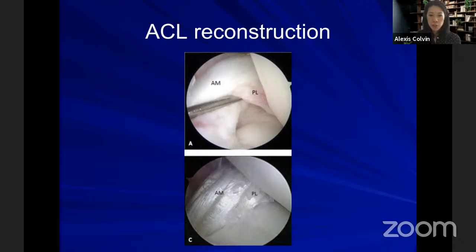In the bottom picture, that's what an ACL looks like after surgery. You can see it's nice and tight, and it's going between the two bones. Essentially, it looks like the first picture. It's just tight, the way you want a seatbelt to be buckled in. Next slide.